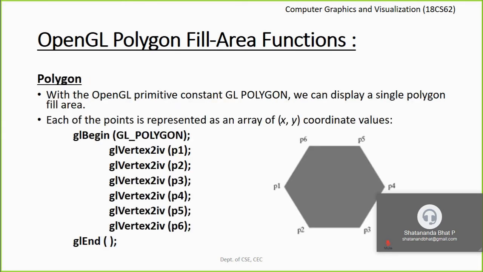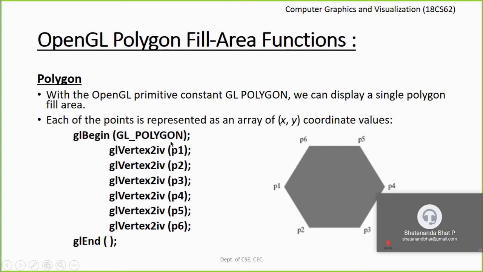Now let us look at some other OpenGL polygon fill area functions. The OpenGL primitive constant GL_POLYGON, with an underscore, can display a single polygon fill area. If we want to draw a polygon taking into account all the vertices, we can use the OpenGL primitive constant called GL_POLYGON. I think you already discussed a lot of OpenGL primitive constants, GL_POINTS, GL_LINES, GL_LINE_LOOP, GL_LINE_STRIP, and so on. So let us continue with some of the other primitive constants for drawing polygon fill areas.